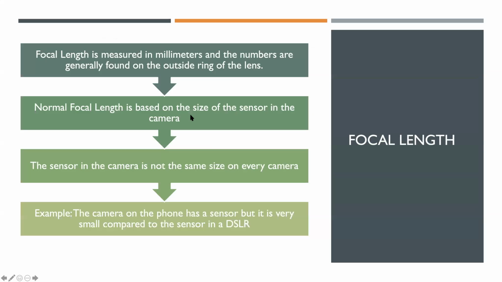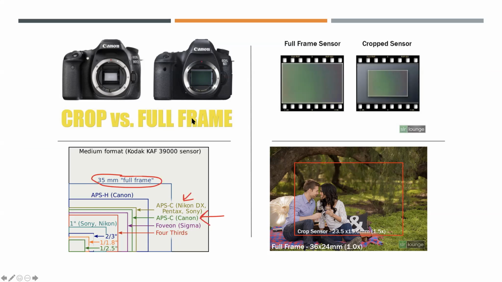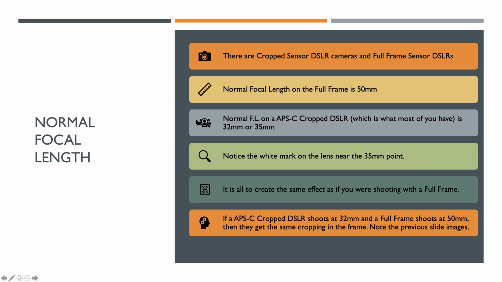Let's see if I can go back to this. Okay, normal focal length. I'm going to repeat a couple of things. I'm just going through what I have here. There are cropped sensor DSLR cameras and the full frame sensor DSLRs. That's what we were just looking at. Normal focal length on a full frame is 50. Normal focal length on an APS-C cropped DSLR is 32 or 35.